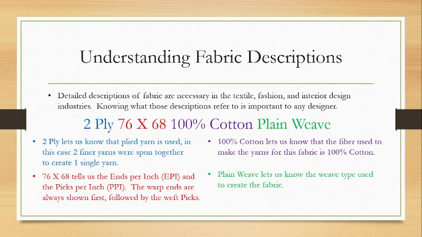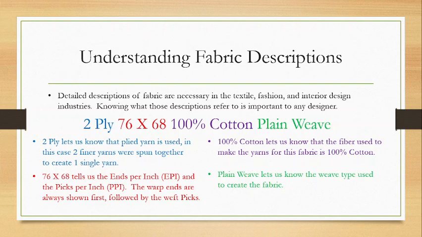Anywho, so let's break this description down. So if I have a piece of fabric and it's labeled as a 2-ply 76 by 68 100% plain weave cotton, what does that mean? Well, a couple of these things we should know already. Let's start over here with 2-ply. Well, we've had our yarn course, so we know what 2-ply should mean.